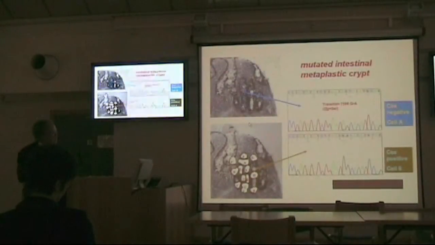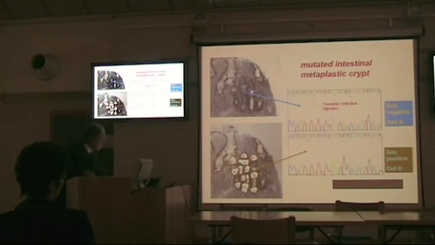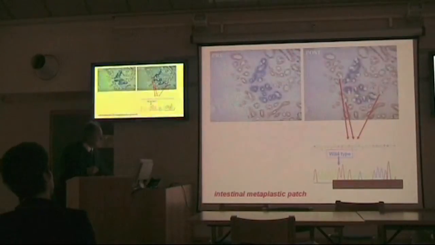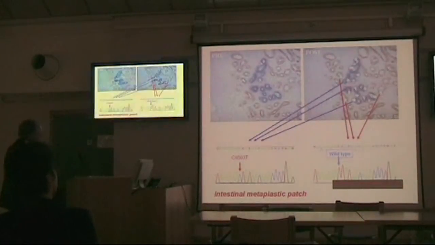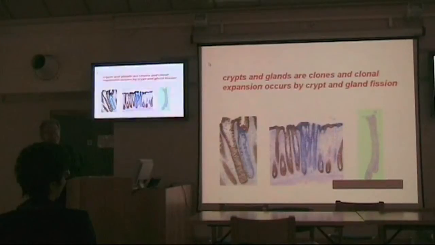Well, what we're able to do here, this is not yet published, but there's a mutated intestinal metaplastic crypt here, next to a wild type crypt. And you'll find this has also gone through a monoclonal conversion. And perhaps even more importantly, if you find a patch of intestinal metaplasia here, you take this as the post laser microdissection. You can see quite unequivocally that that's a wild type there. All the crypts in that have got this C to T transversion in that particular locus. So they're all related, so they expand in the same way. So, I think you can come to an important conclusion in the gut.